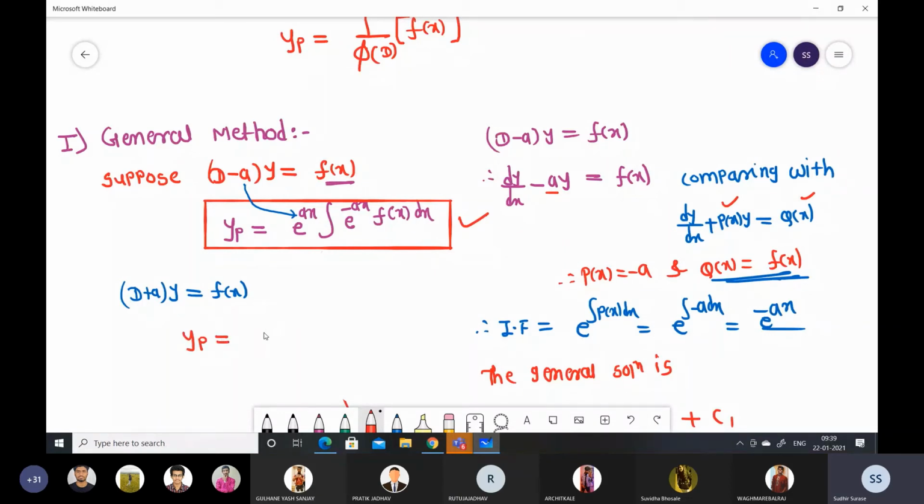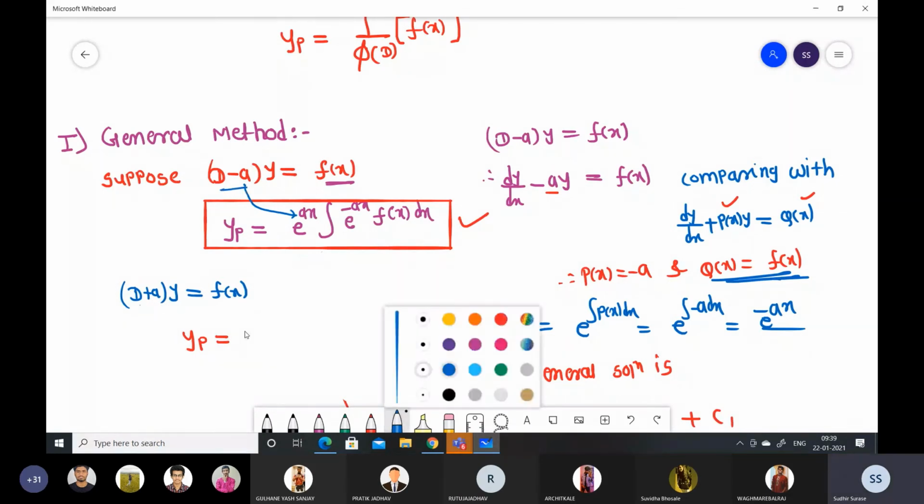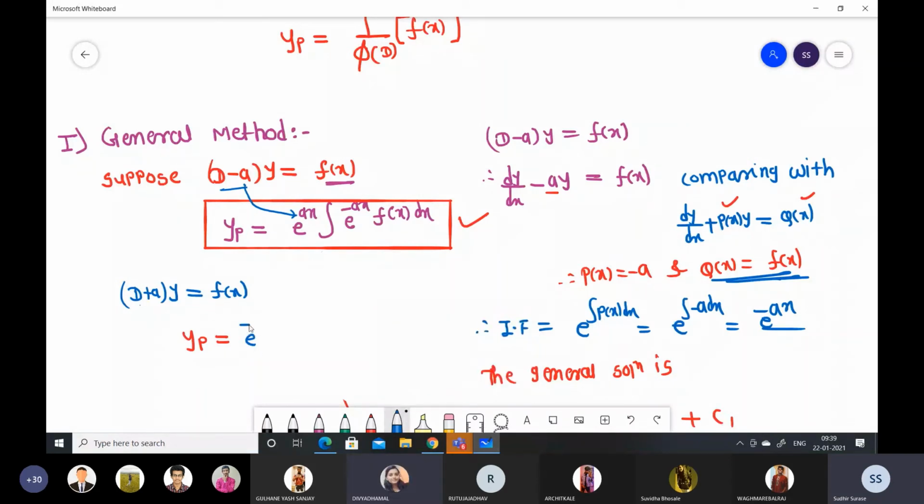Yes, who will tell? What will be the change in the formula? We don't have d minus a, here we have d plus a. E to the power minus ax. Very good, very good. E to the power minus ax, and inside we have e to the power ax f of x dx. Okay, so only that thing you have to change according to the root.